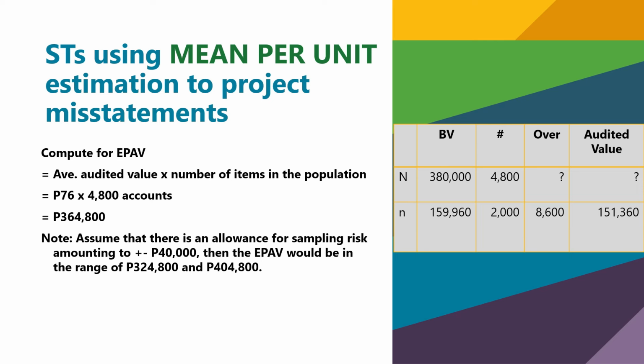So this basically provides you with a range of reasonable audit value for the population. Again, this is normally used by the auditor when the book value is not known. So if the book value is not known, then the auditor will give a range between 324,800 and 404,800. That is using mean per unit estimation.